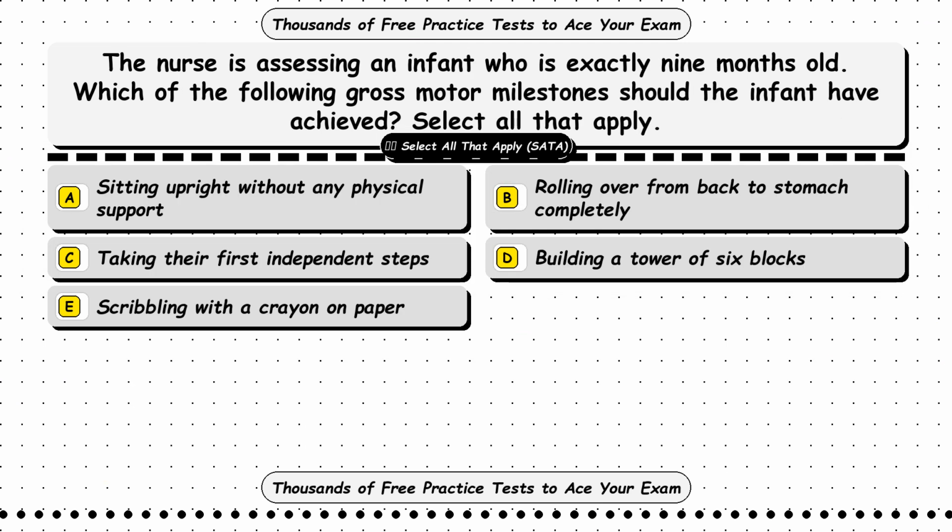Question 135. The nurse is assessing an infant who is exactly 9 months old. Which of the following gross motor milestones should the infant have achieved? Select all that apply. Option A, sitting upright without any physical support. Option B, rolling over from back to stomach completely. Option C, taking their first independent steps. Option D, building a tower of 6 blocks. Option E, scribbling with a crayon on paper.